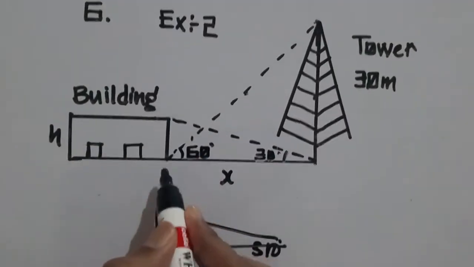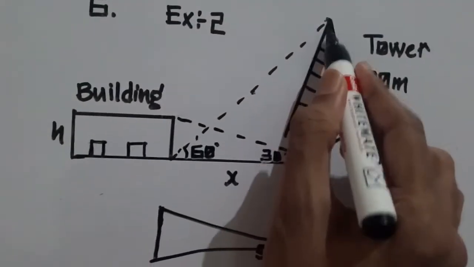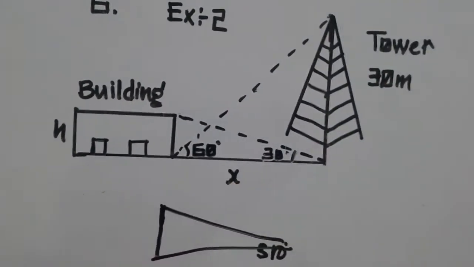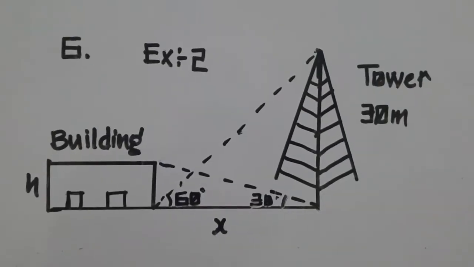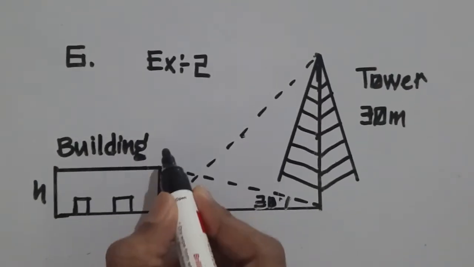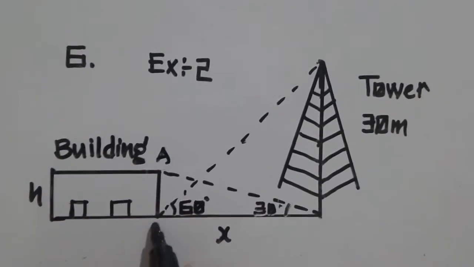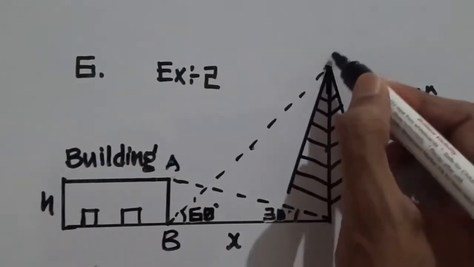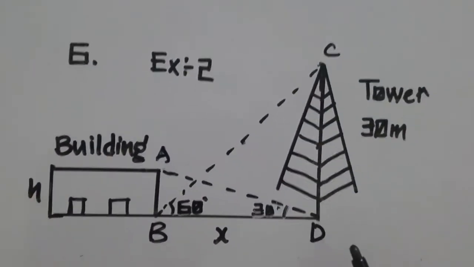Here, smallest side opposite to smallest angle, longest side opposite to bigger angle. So here I am writing A, B. AB is the height of the building and CD is the height of the tower.